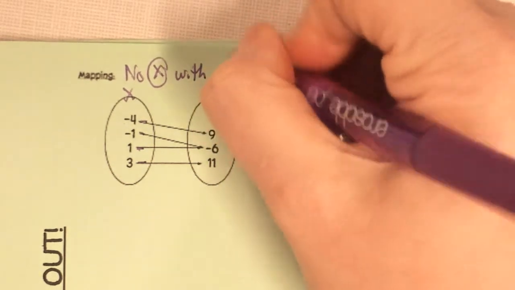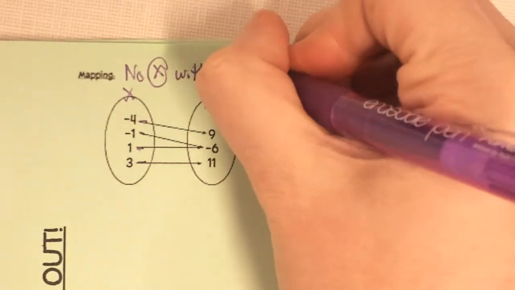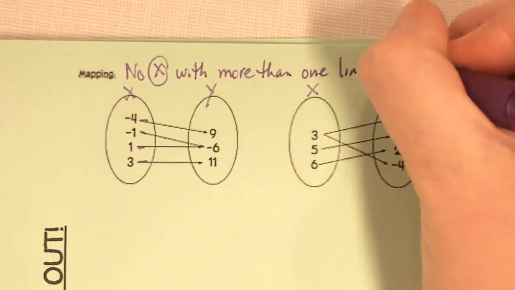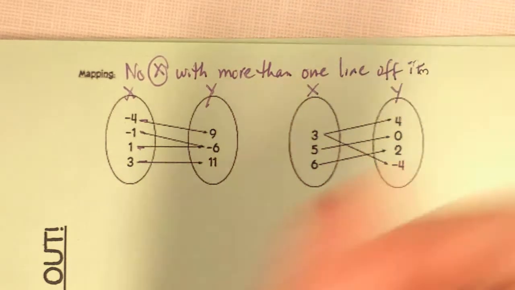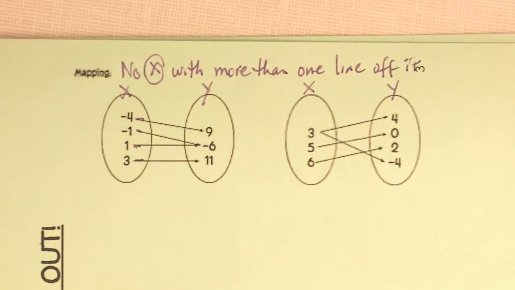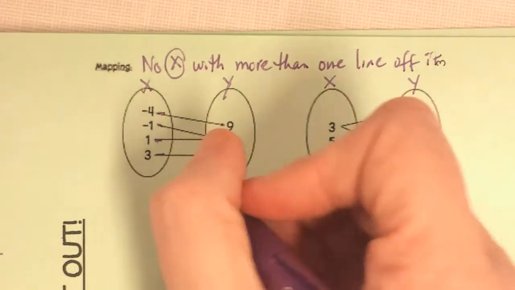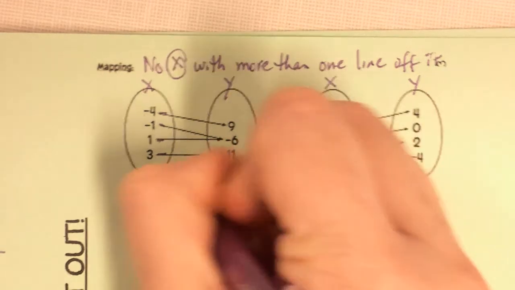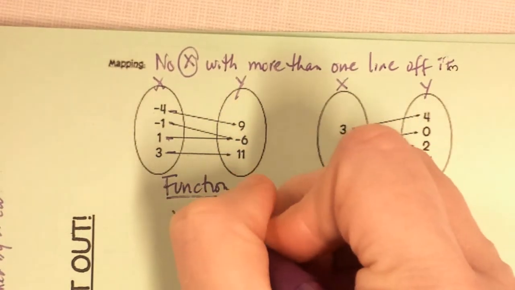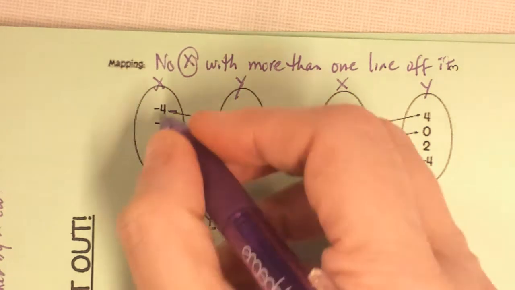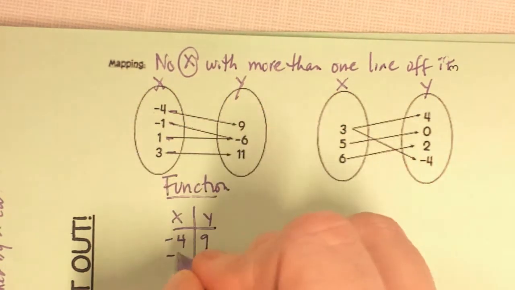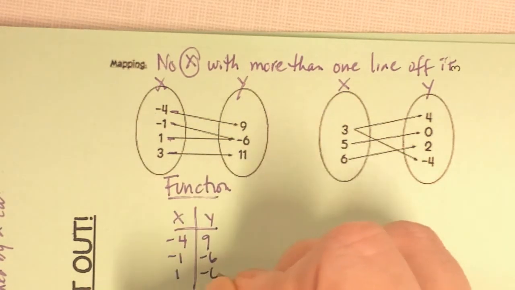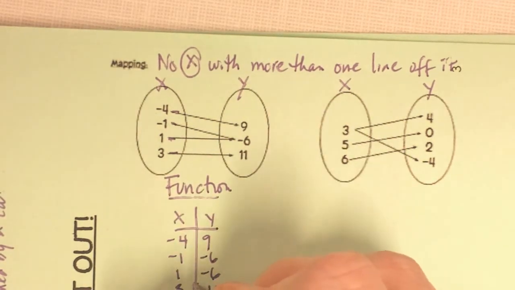So again, a function for a mapping diagram would have no X bubble with more than one line coming off of it. Okay, so this one, these only have one line coming off of it. Well, what does that look like in a table? So really quick, this is a function. Well, in a table, here's what that would look like. I would have -4 pointing to 9, -1 pointing to -6, 1 pointing to -6, and 3 pointing to 11.